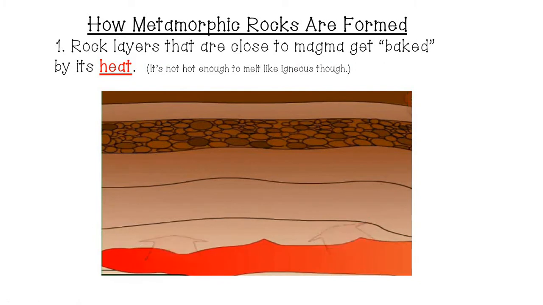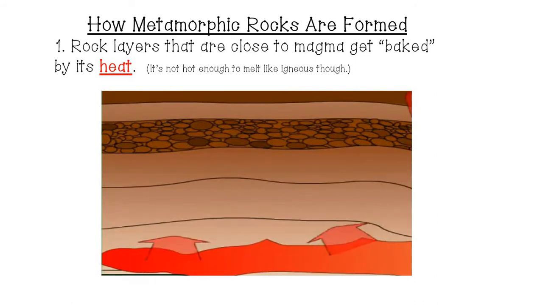So let's understand that process. Before we take a look at the types of metamorphic rocks, let's look at how they're actually formed. And there are three basic understandings that you need to get from this to understand how these metamorphic rocks are formed. First of all, there are rock layers in those deep, deep down rock layers that are close enough to the magma of the mantle to get baked by its heat. But they're not close enough and they don't get hot enough to melt. So they're not going to be like igneous, where it's formed from actual completely melted lava or magma.